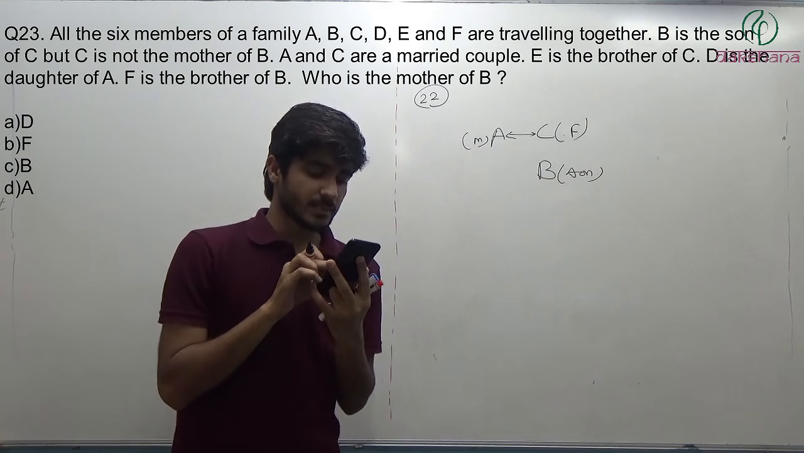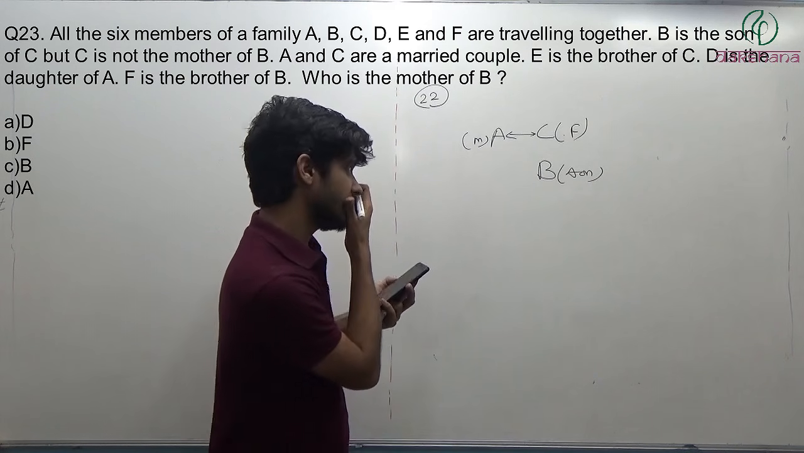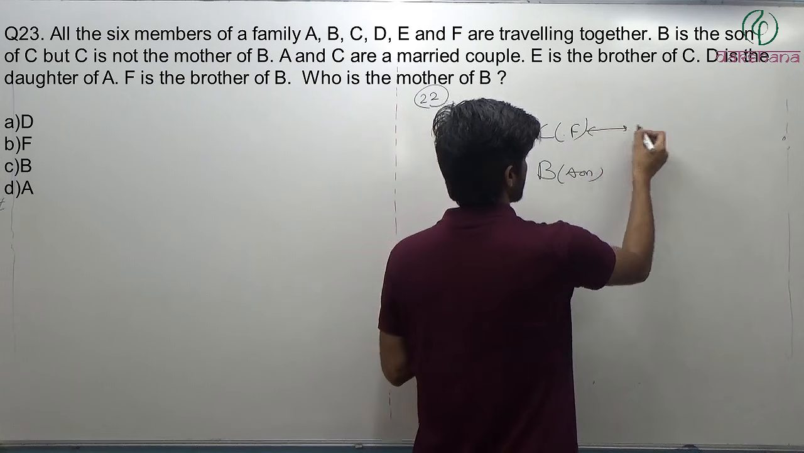A is the brother of C. E is the brother of C. Okay, this guy got a brother, that is E.